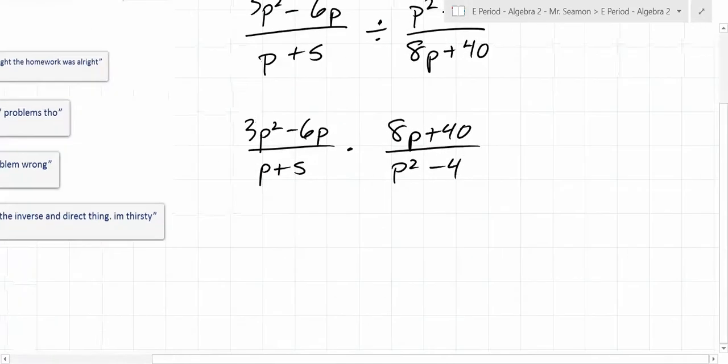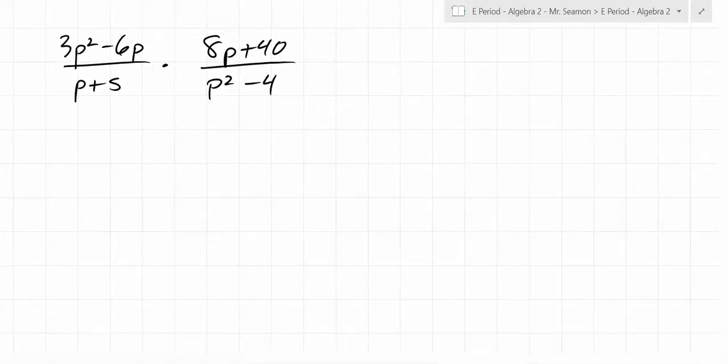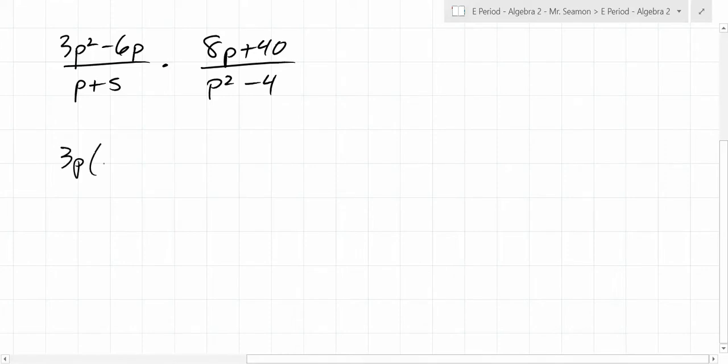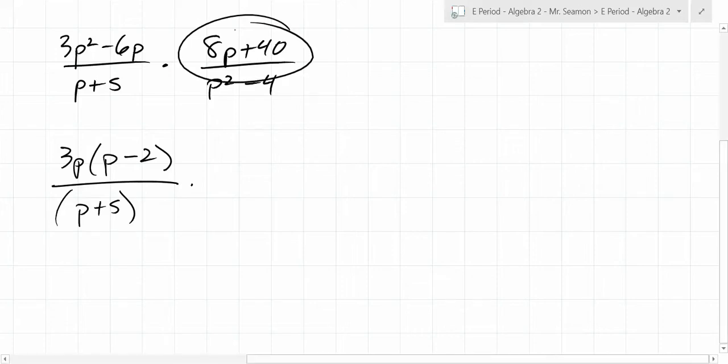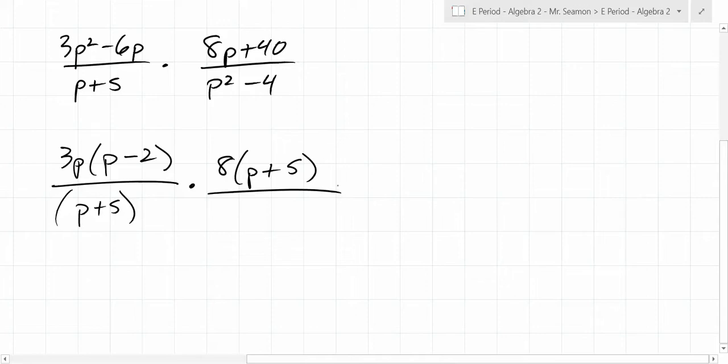So now you could what? Factor. What does the top numerator factor into, Mar? 3p minus, yeah? P minus 2, yep. All over p plus 5, which doesn't factor. And then you multiply that by, what does the next fraction factor into, Milo? What can you pull out of 8p and 40? 8, and what's left? P and 5. Good. And then what's left on the bottom? What is that right there? Can someone tell me what that is, Mar? P minus 2, p plus 2. Yeah, it's difference of squares, exactly.